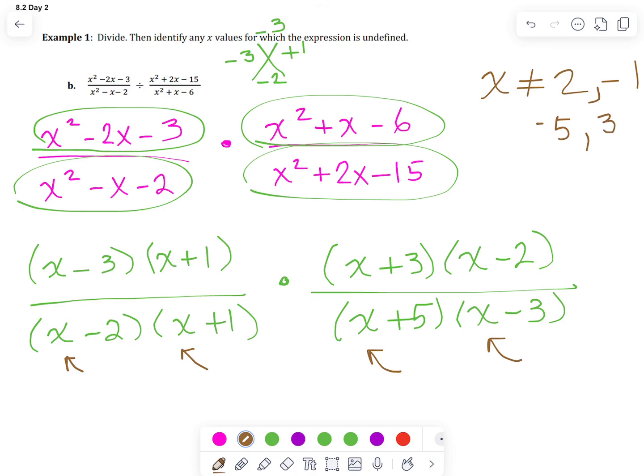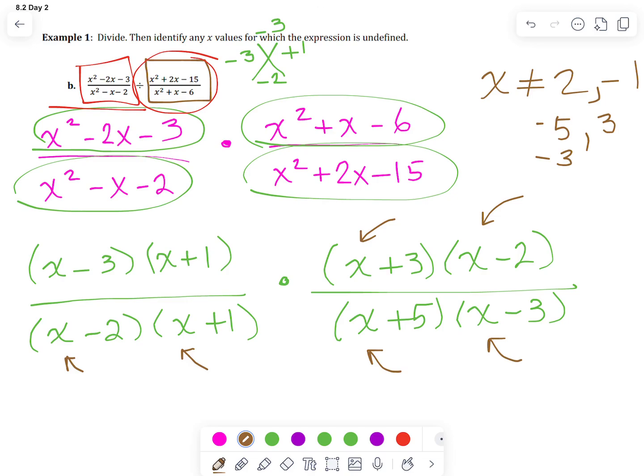And then what we have to do is we have to do the domain restriction from everything in that second fraction. Because what you're doing is you're taking this first fraction and dividing it by the brown fraction. So we have to do all the domain restrictions for the second fraction. So we continue. We did not want that x to be a -3. We don't want that x to be a 2, which we already have up there.